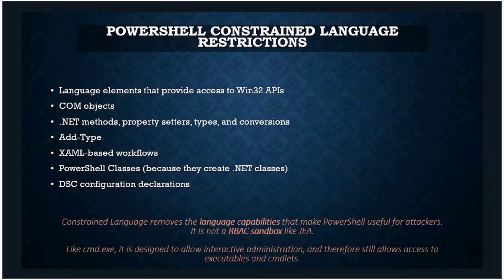So I talked a little bit about the constrained language restrictions. We limit language elements that provide access to Win32 APIs and COM objects and some .NET stuff. The important thing to realize is that it's not a sandbox. If you give an attacker unrestricted access to cmd.exe, they're going to be able to do a lot of damage to that system. If you give an attacker access to a constrained language PowerShell prompt, they're going to be able to do a lot of damage to that system also, for example, calling format operator and stuff like that.